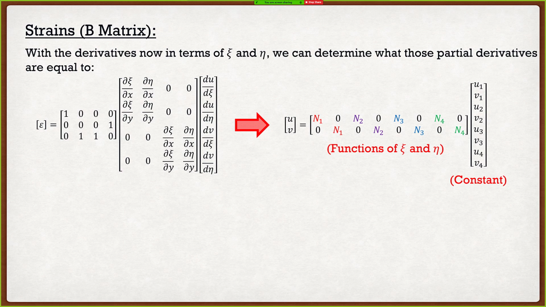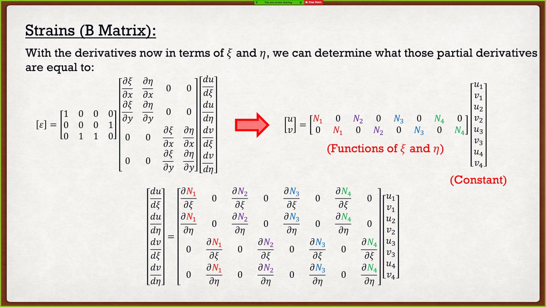So we have functions of z and eta, and then we have our constant nodal displacements. If I wanted to, I can go across that vector and write it as the following, where I have a big matrix now multiplied by our nodal displacements. And again, the reason the nodal displacements don't change is that they're just the displacements at our nodes, which are going to be constant values. Now, the shape functions are functions of z and eta, so of course we need to take the partial derivatives of those. But it's actually nice and simple.